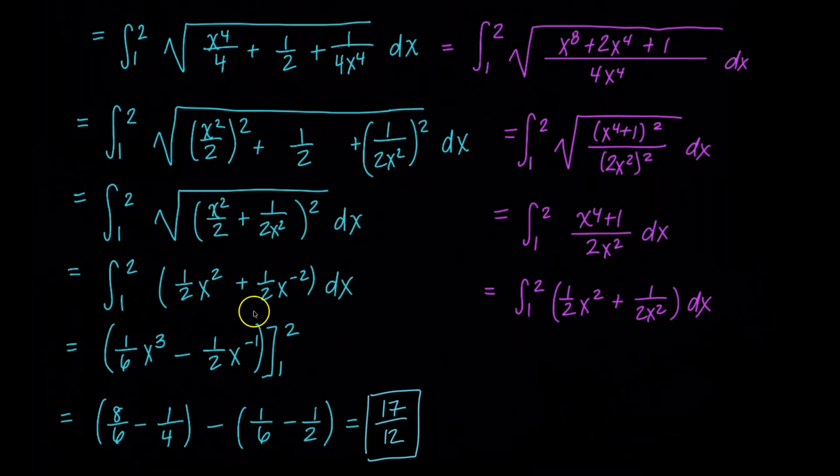And from here, now we can kind of move on over this way. So we have 1/2 x squared. We can rewrite this as 1/2 x to the negative 2 and move on and get the same answer. So that was two different sets of algebraic steps to get us to the same conclusion.